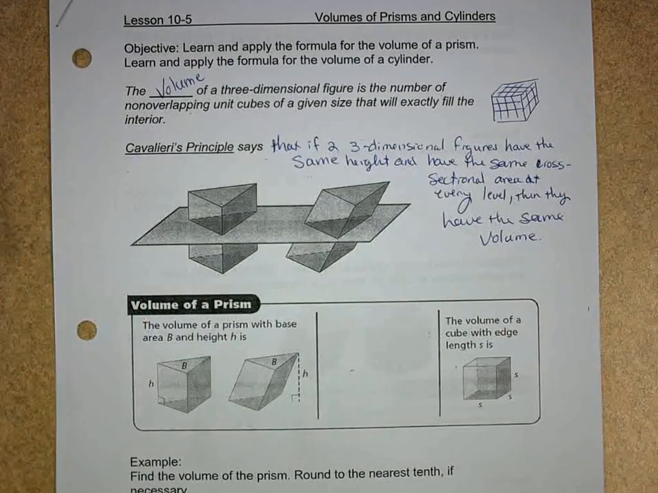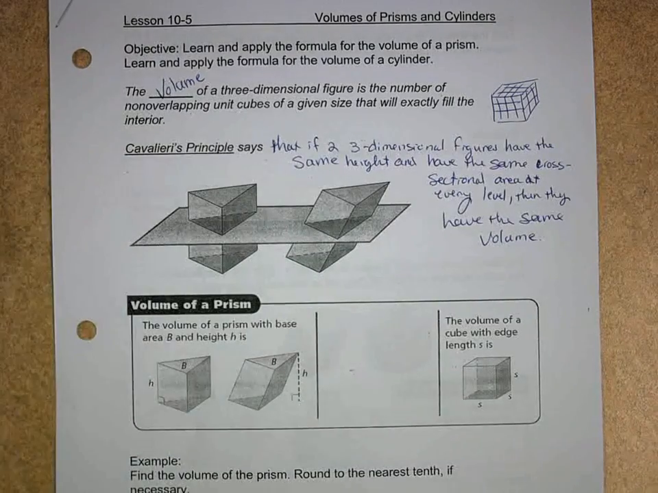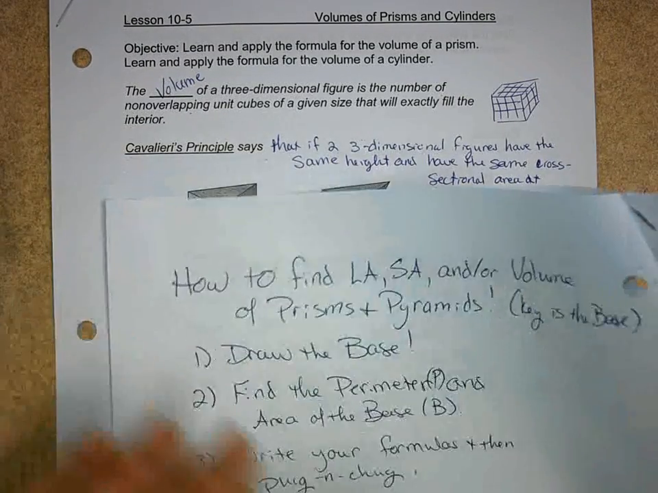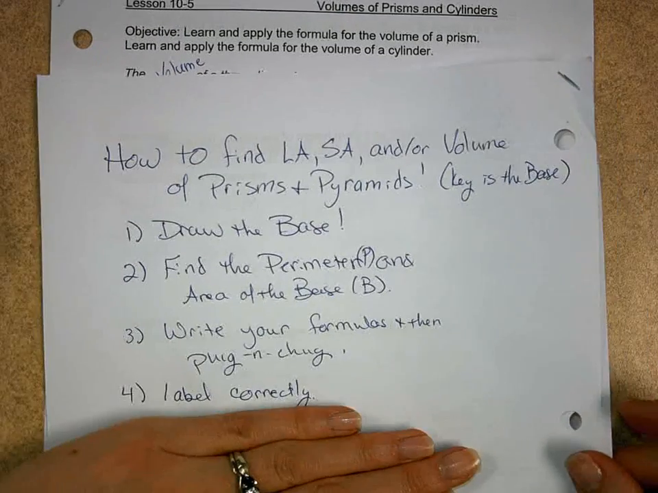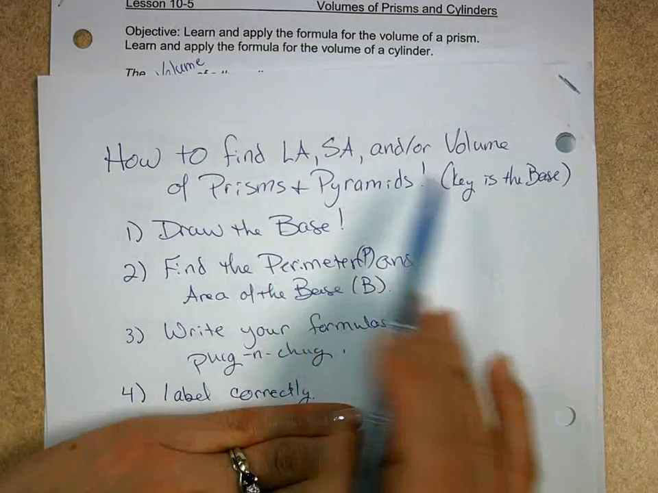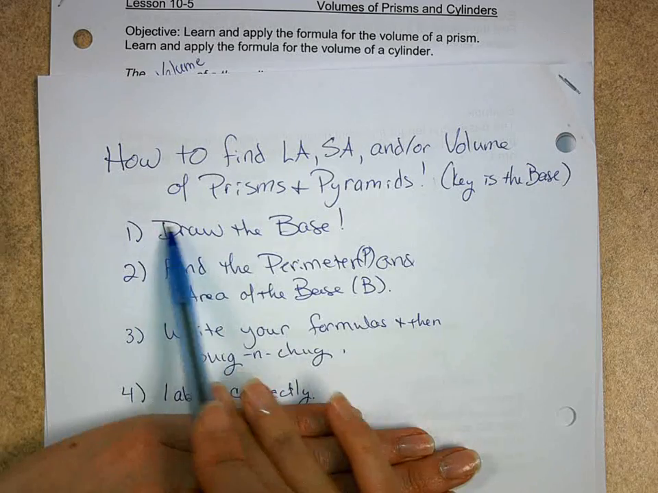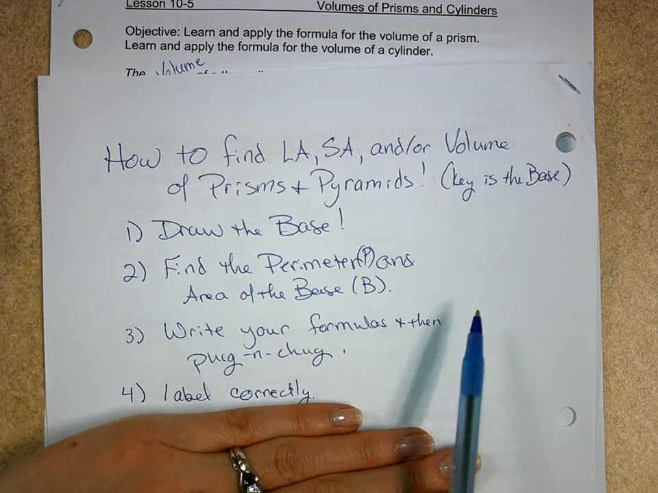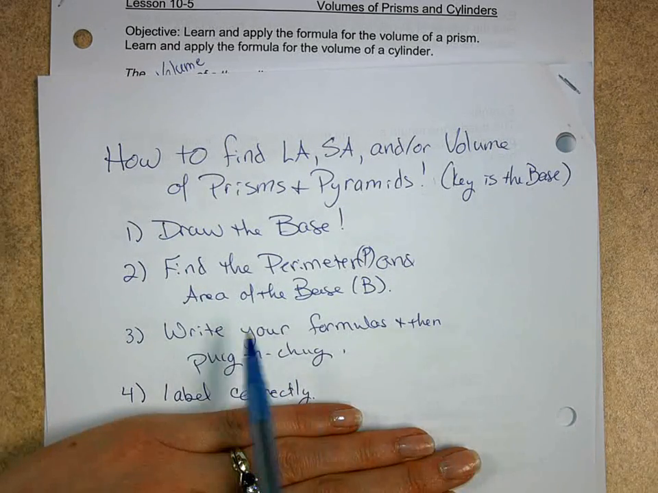So now I don't have to have perfect looking prisms. I don't have to have right prisms. I can have oblique prisms. Same type of idea. Now I want to remind you what we put on the last notes, the 10.4a notes. What's the process of solving for volume and lateral area? It's right here. It says how to find lateral and surface area and volume of prisms and pyramids. First you have to draw the base. Then you find the perimeter and area of the base, then write your formulas, then plug in, check, and label correctly. This process is going to stay the same.